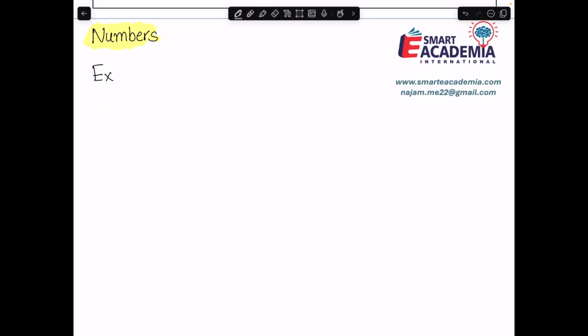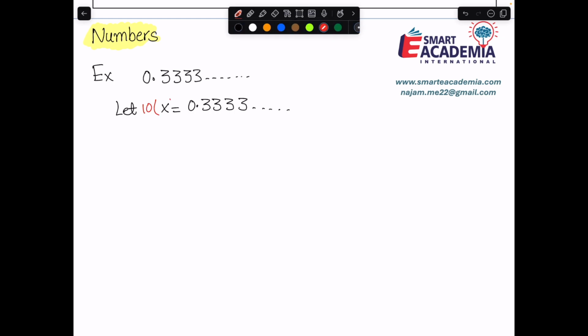For example, we have a recurring and non-terminating decimal, 0.3333, and so on. Let's assume that this is equal to x, so I can write 0.3333 and so on as x. Now, if I multiply both sides by 10, I know that multiplying by 10 will move my decimal 1 unit to the right. So 10x is going to be equal to 3.3333, and so on.